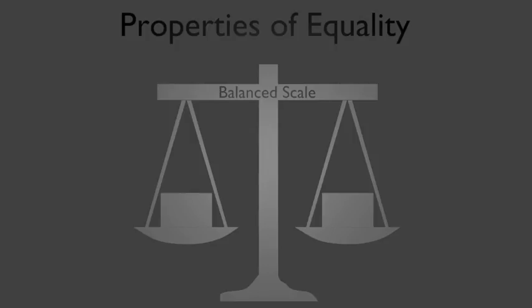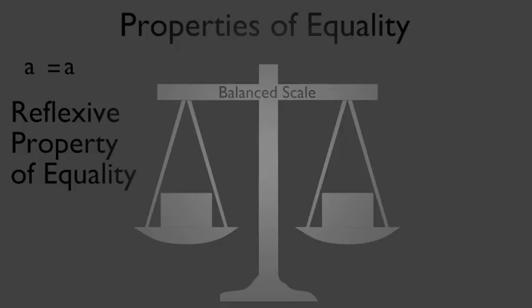To look at the properties of equality a little closer, let's take the following equation, A equals A. A here is just a variable which represents any number, because A will always equal A. If we choose a number for A, it will always equal itself. This is known as the reflexive property of equality.